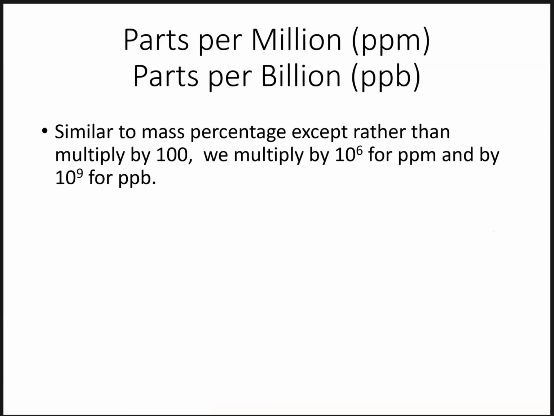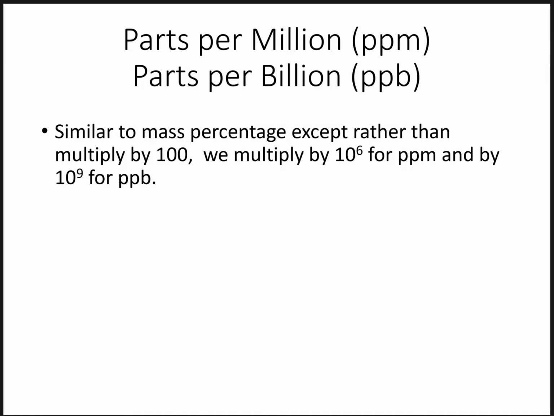These are both similar to mass percentage, except rather than multiplying by 100%, we multiply by 10^6 for parts per million and 10^9 for parts per billion. We use ppm and ppb both in medicine and water quality because it's a relatively straightforward idea.